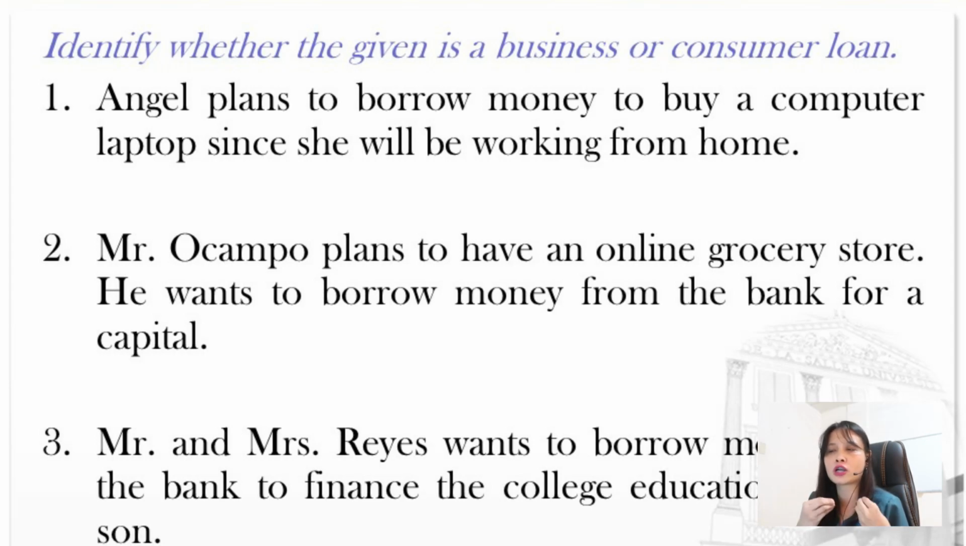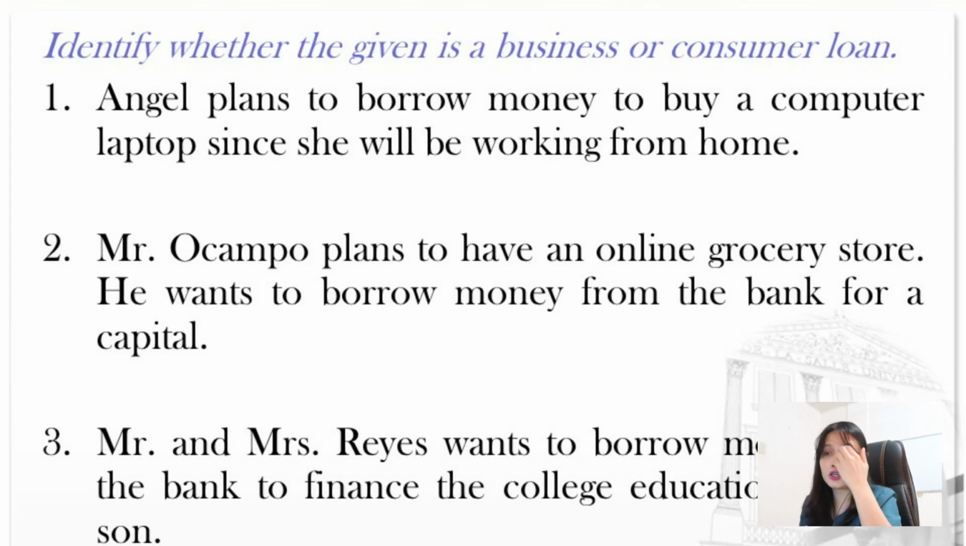Okay, number 2, Mr. Ocampo plans to have an online grocery store. He wants to borrow money from the bank for capital. So what is number 2? Number 1 is yes. What's number 2? Okay, why is it business? Asking for a loan for his grocery store. So that is a business loan.